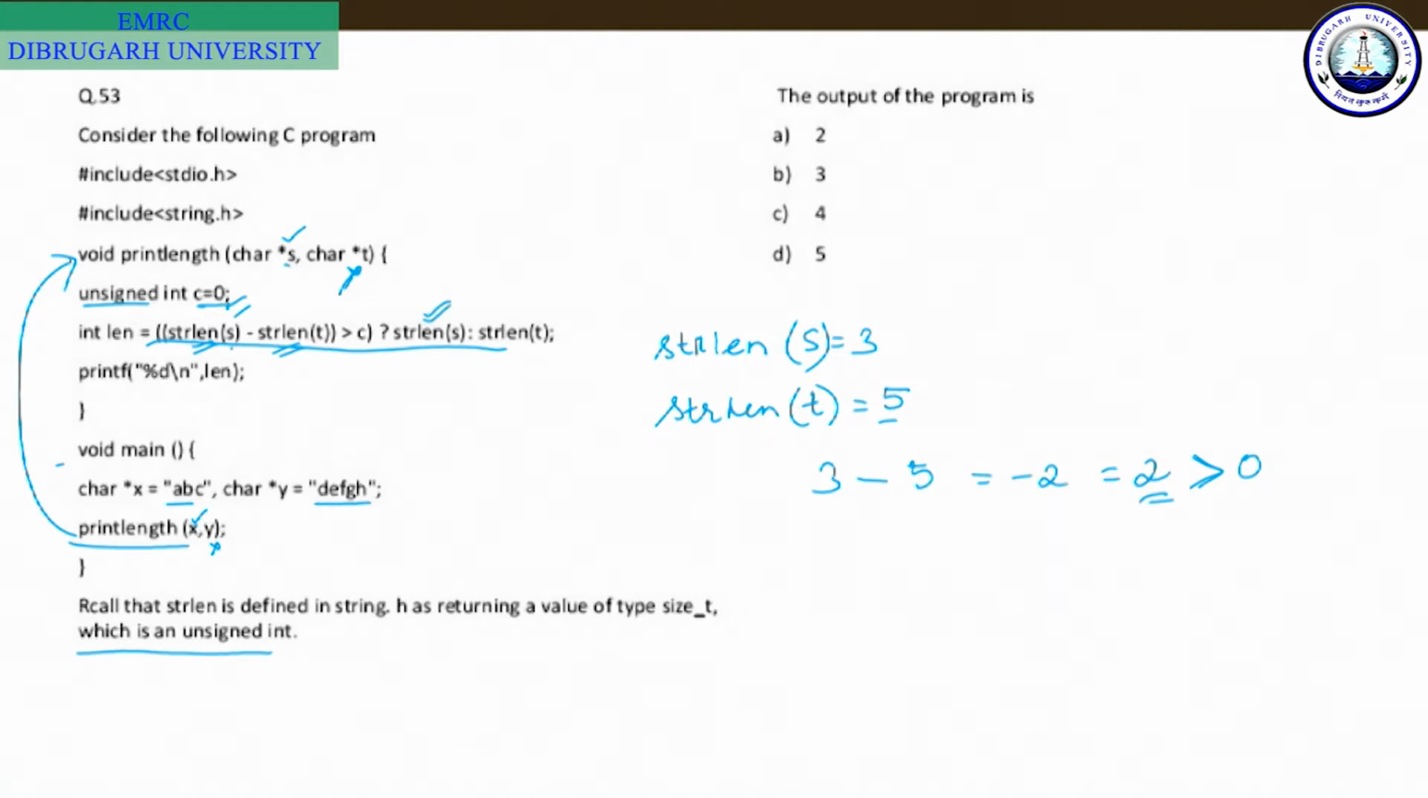So your answer will be this one. What is your string length? As it is 3, printf length, so length is equal to, what will it be? It will be 3. Okay. So it is your 3. So the output of this program is 3.